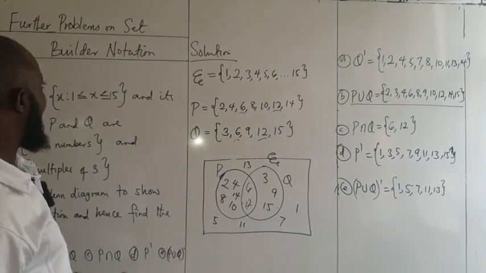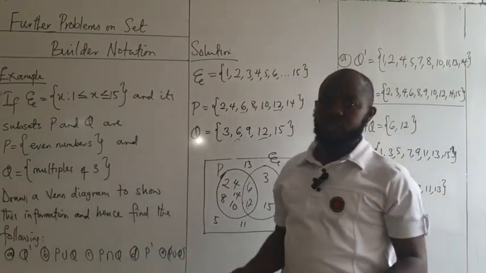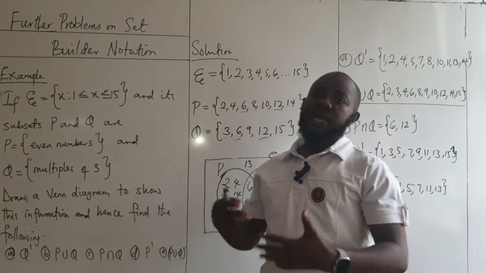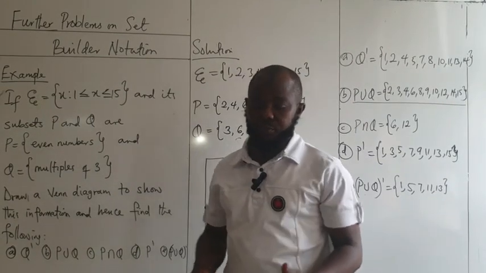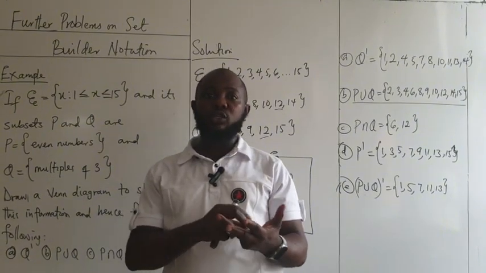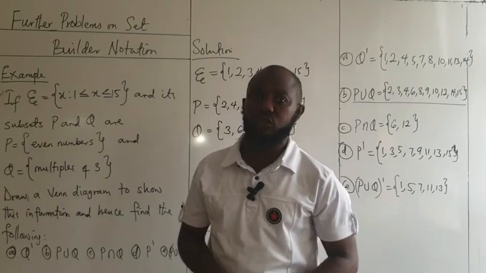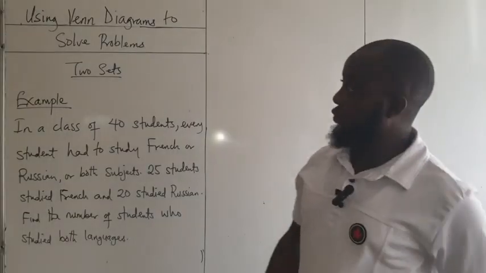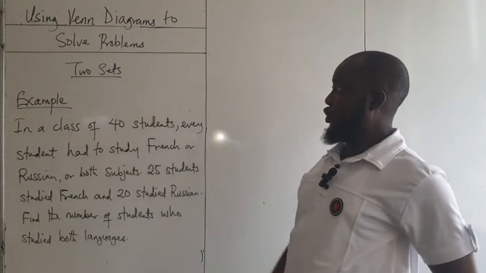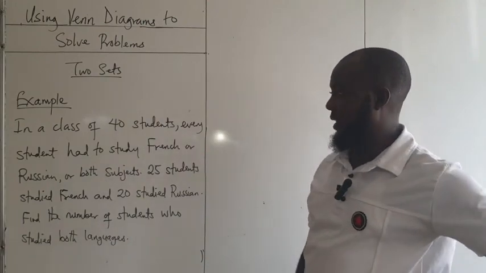So that is that on problems on set builder notation. So the next thing we want to look at is how to use Venn diagrams to solve problems. We are going to look at two aspects: where we have 2 sets and where we have 3 sets. So that's what we're going to look at next. Alright, using Venn diagrams to solve problems. So we're going to start with 2 sets.